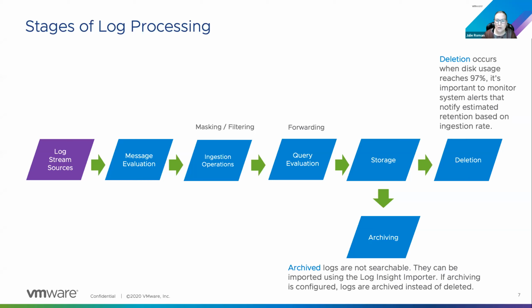But so anyways, it's going to evaluate the query and then it's going to store the log message. If you have archiving enabled, it will archive that log message. The way Log Insight works is you can have a maximum of 72 terabytes on your cluster. And once that storage fills up, it's going to overwrite the oldest buckets of logs. And buckets are 500 meg chunks. So once you reach the 97%, it's going to overwrite those logs.